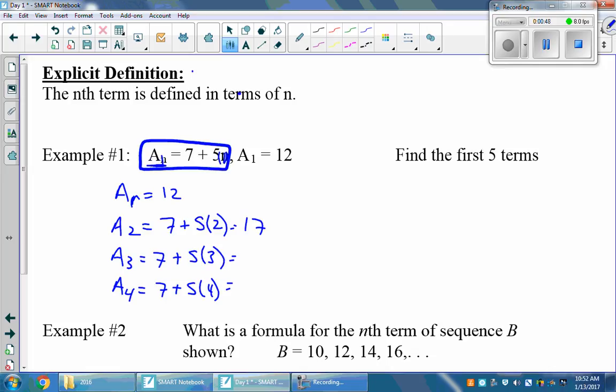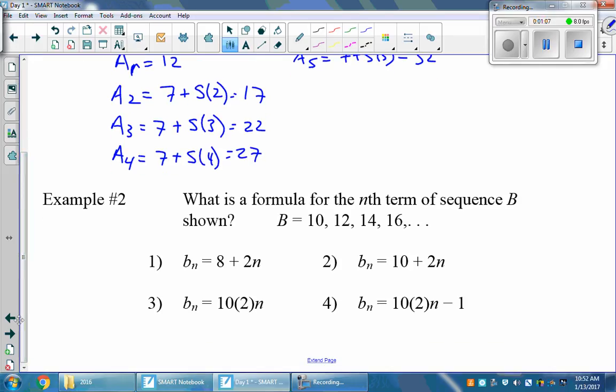12, 17, 22, 27. Right? Oh, we need A of 5. 7 plus 5 times 5. 25, 32. So there they are. Number 2.